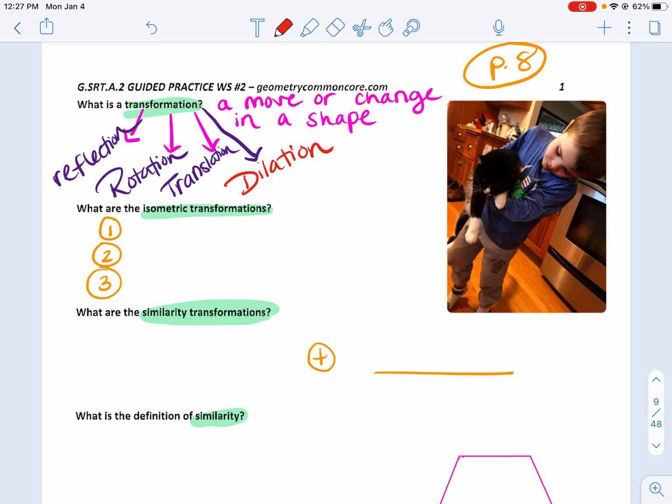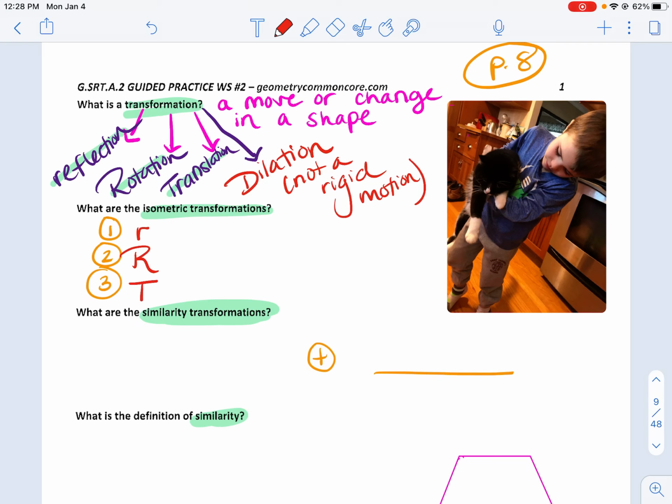Why is dilation different? I know you already know this. These 3, reflection, rotation, translation, are all rigid motions. Dilation is not a rigid motion. That brings us to our second keyword we're reviewing here: what are isometric transformations? Isometric means rigid motion. So we have our little r for reflection, our big R for rotation, and our T for translation. Those 3 are isometric.